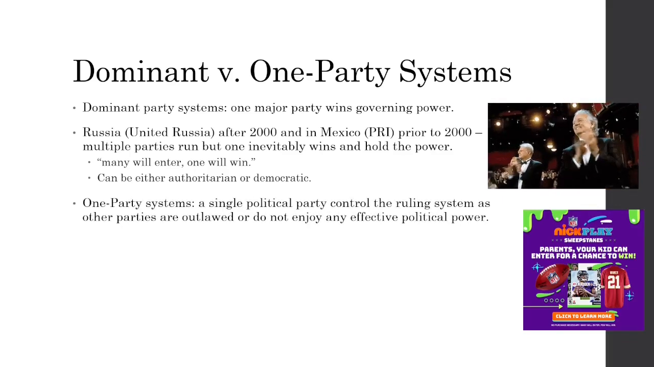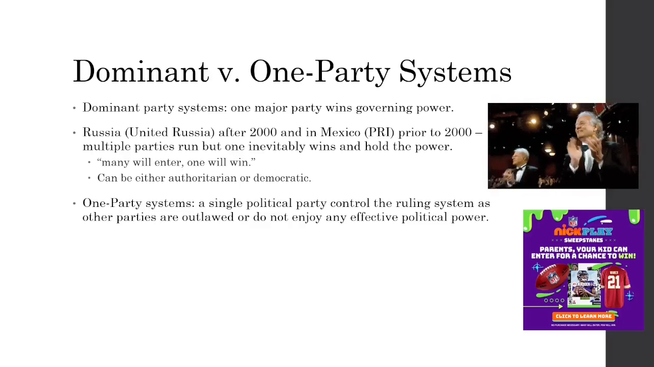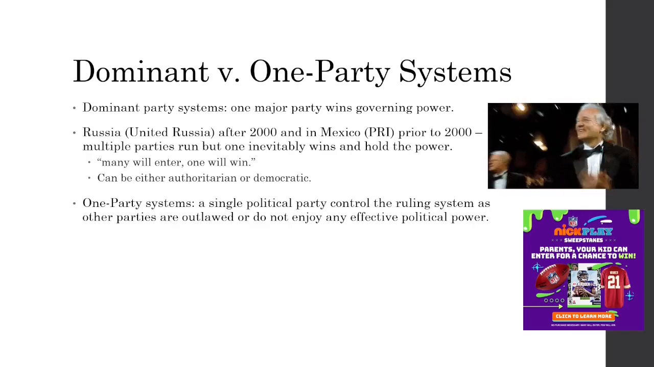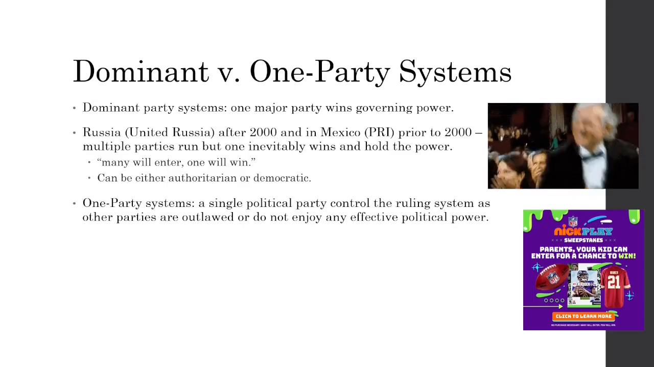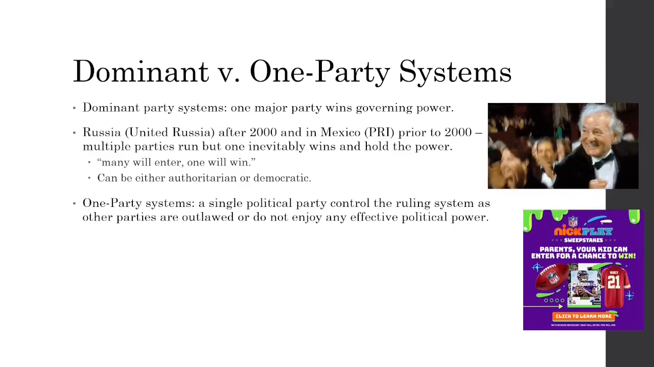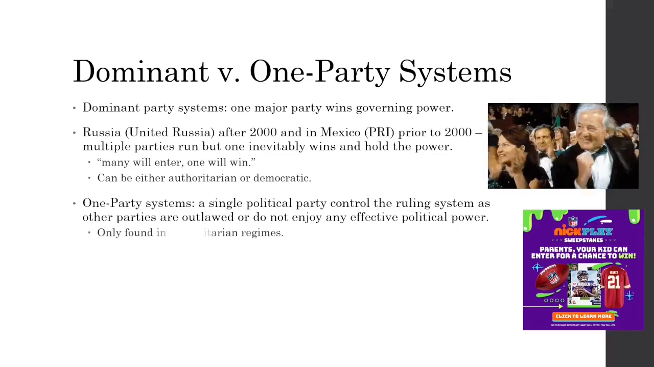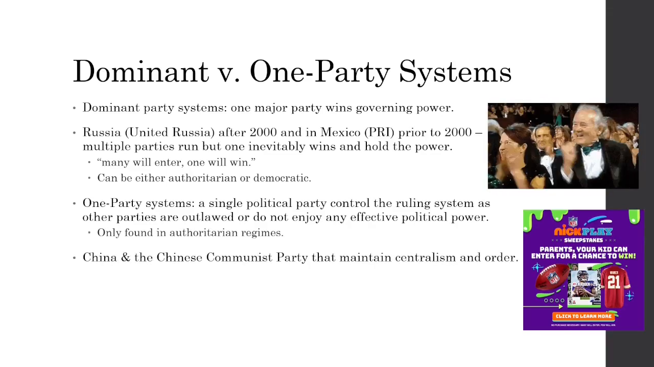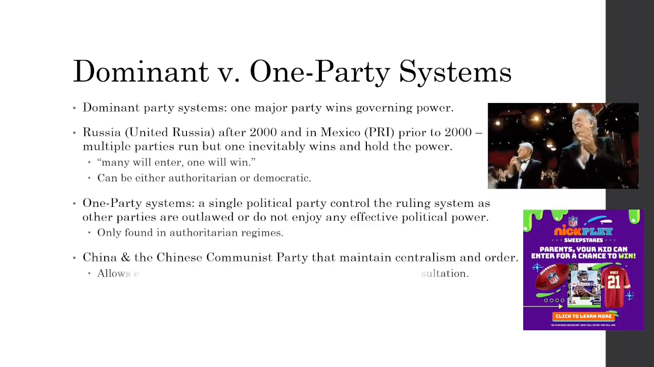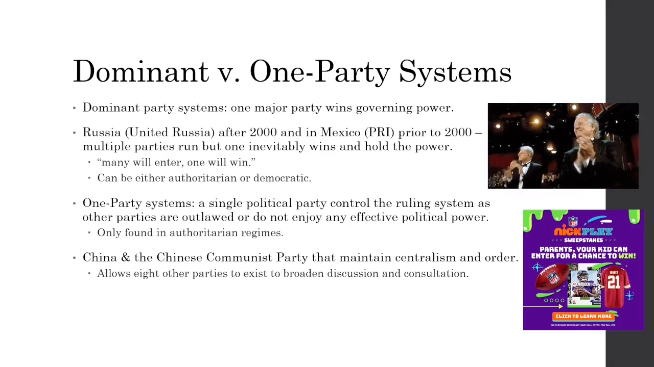One-party systems are different. One-party system is where a single party has political party control in the ruling system. So they have no other parties that are allowed to exercise power. They're all outlawed, or they just do not enjoy any effective political power. In China, remember, there's 8 other parties. They're not entirely outlawed, but they don't enjoy any political power or any effective political power. And these are only found in authoritarian regimes. And China and the Communist Party maintain centralism and order. They're a great example of a one-party system. They do allow 8 other parties to exist to just broaden discussion and consulting and stuff.